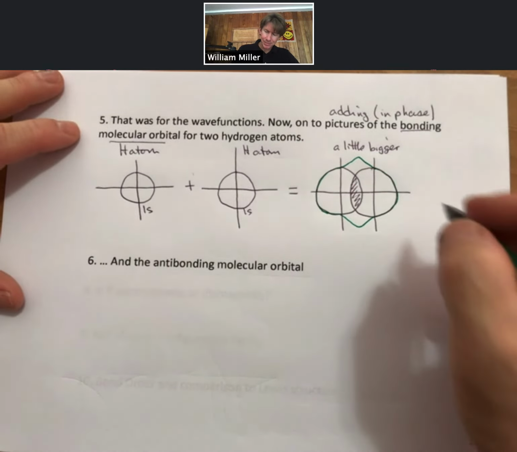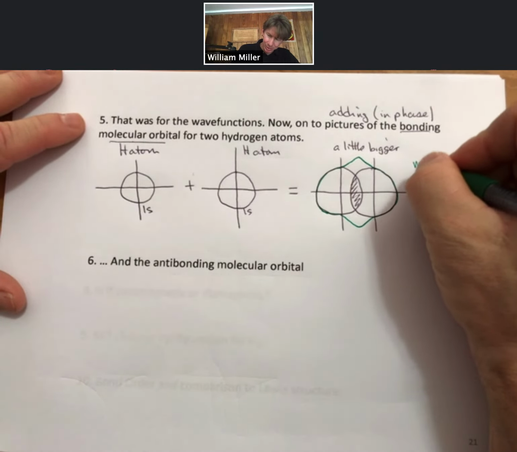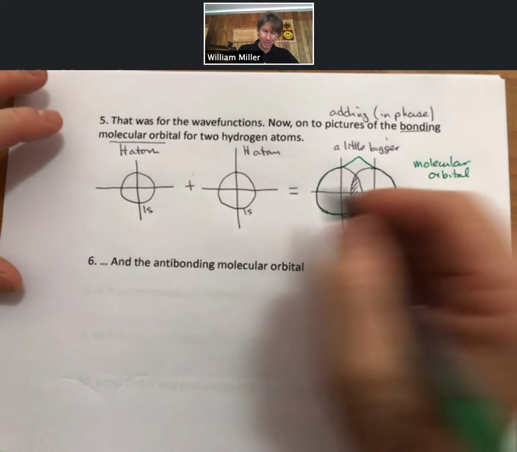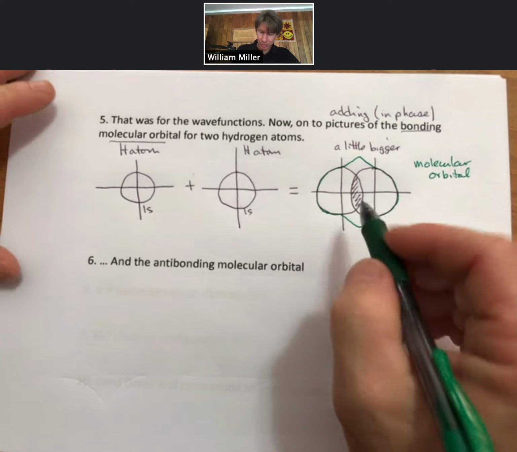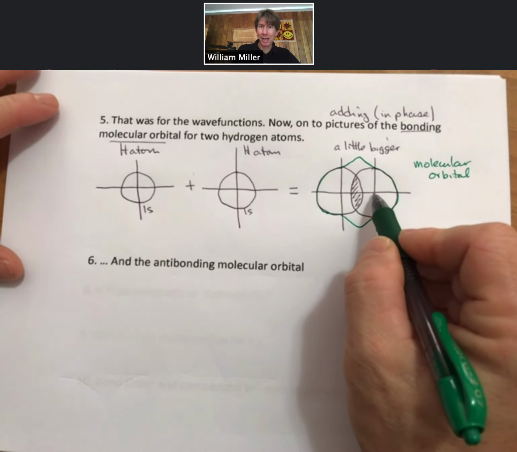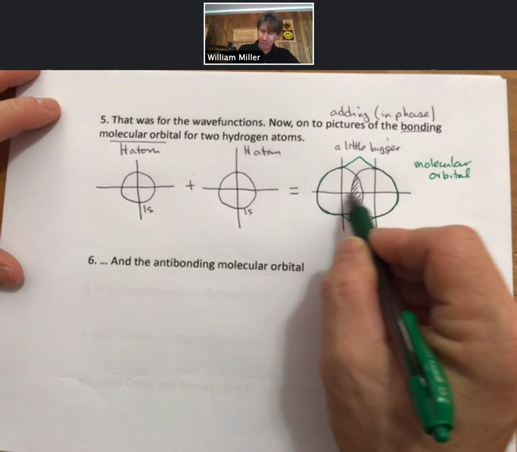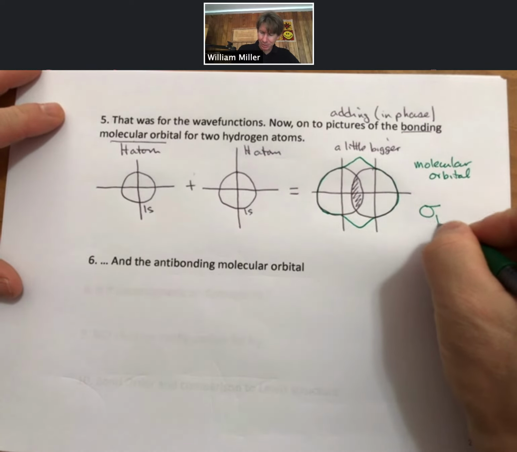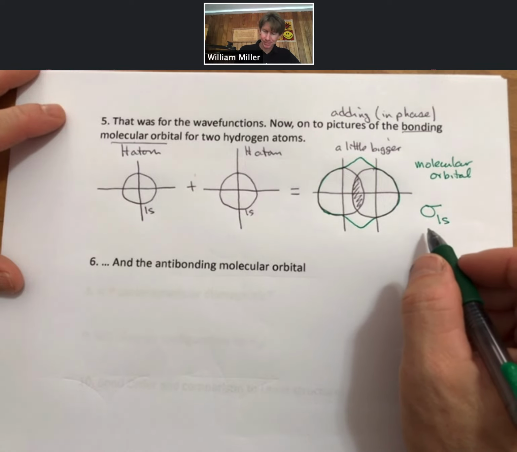And the green around the edges is the actual molecular orbital, or MO. And now let's talk about this a little bit. So we will decide whether this is a sigma or a pi molecular orbital. Sigma molecular orbitals are going to have the electron density along the axis. So this is a sigma molecular orbital. And it has a subscript of 1s because it is made out of 1s atomic orbitals.